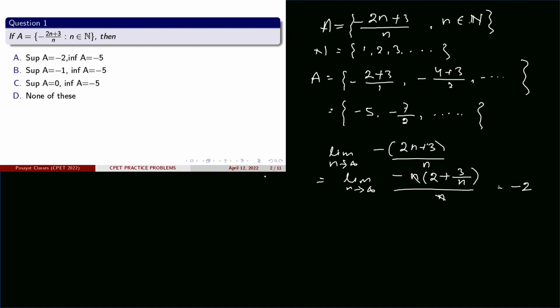So here we observe that minus 2 is the bigger number and minus 5 is the smaller number. So here the supremum value of A is minus 2, and the infimum is minus 5.